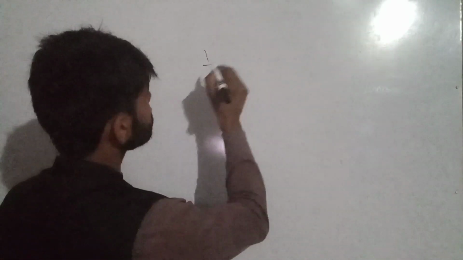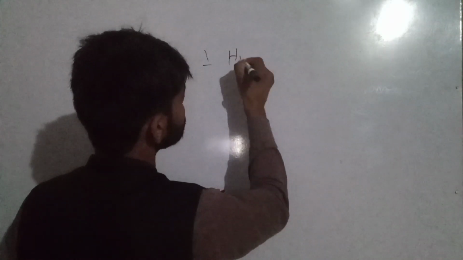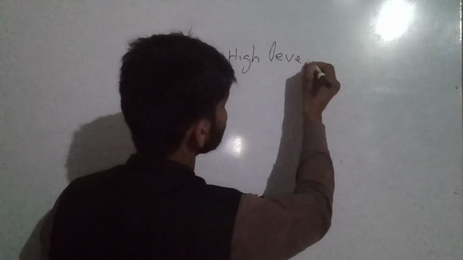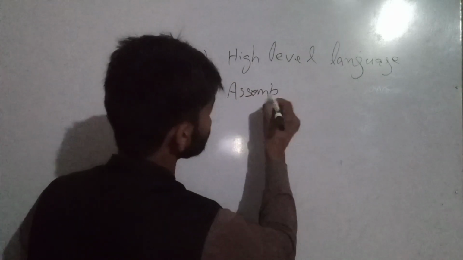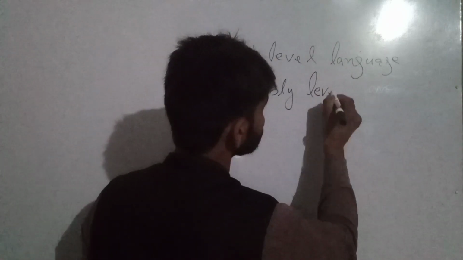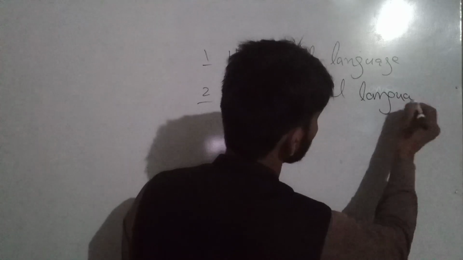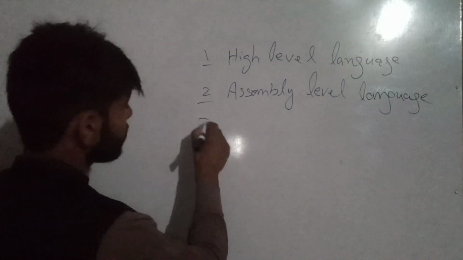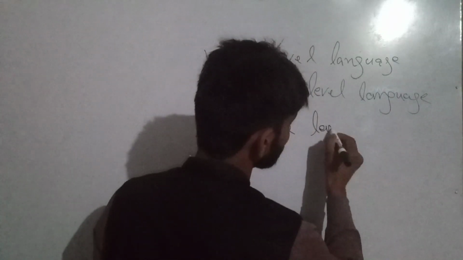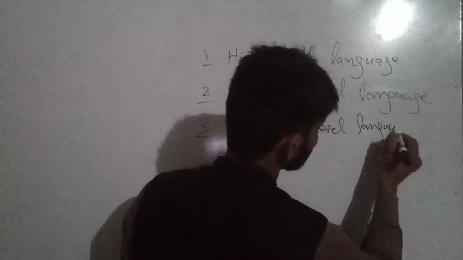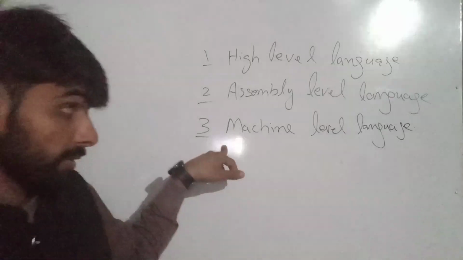To understand it, why we need to translate it: there are three categories of language. The first is high level language, the second is assembly level language, and the third is machine level language.